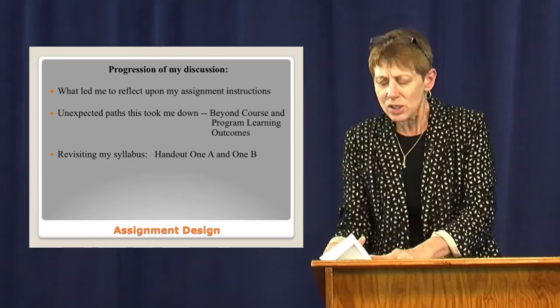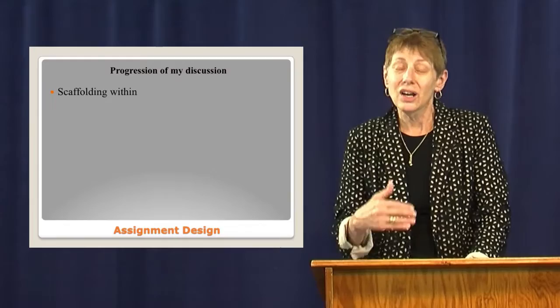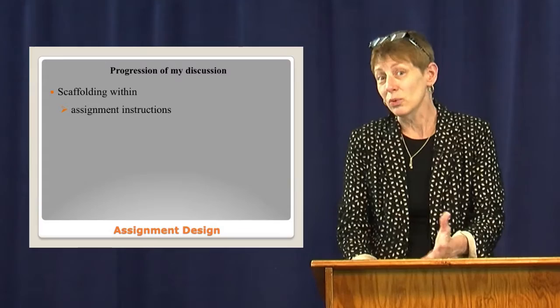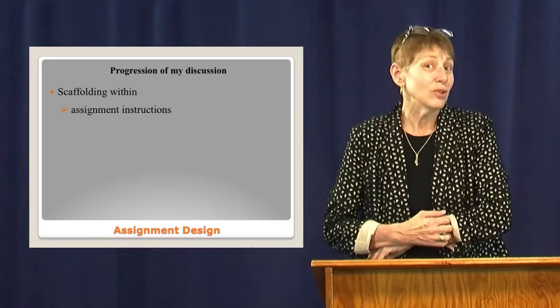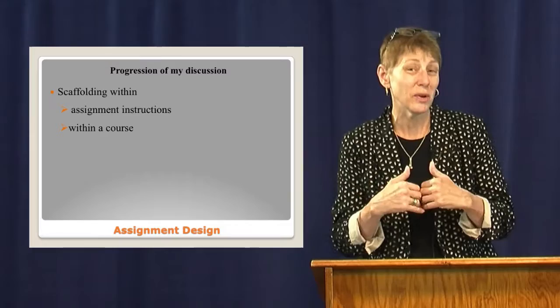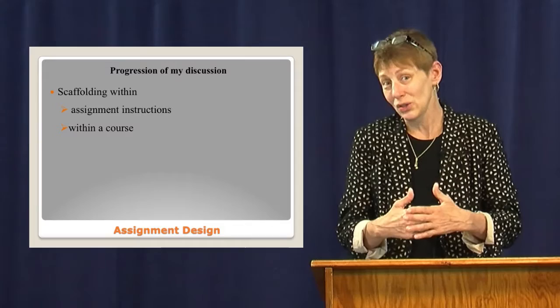The next place that this took me was thinking about scaffolding. And I thought, well, I just need to pay attention to scaffolding within my assignment or given my assignment instructions, but I realized now I have to think about scaffolding within the course because I'm looking at those learning experiences and where those learning experiences need to take place and those opportunities to demonstrate prior to administering the assignment.